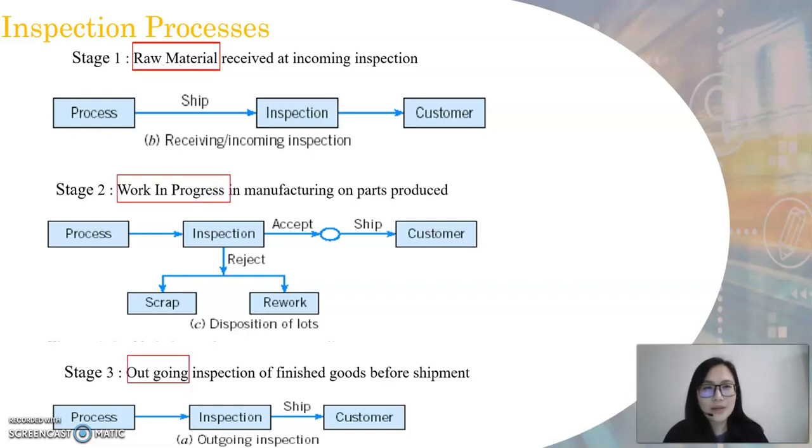Second, in the work in progress, that means between the processes, you have to do inspection and checking based on the product produced. Lastly, outgoing inspection of the finished goods before shipment. We need to ensure it is a good quality product shipped to the customer. Therefore, we need to check a few items from the lot to ensure the quality fulfills the customer requirement.